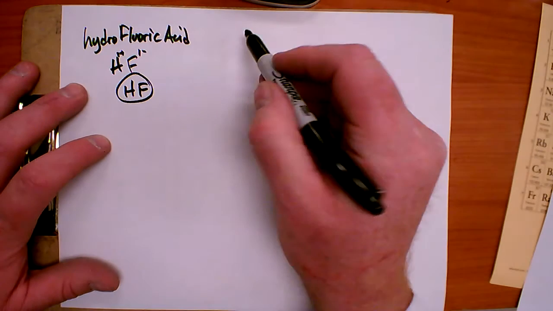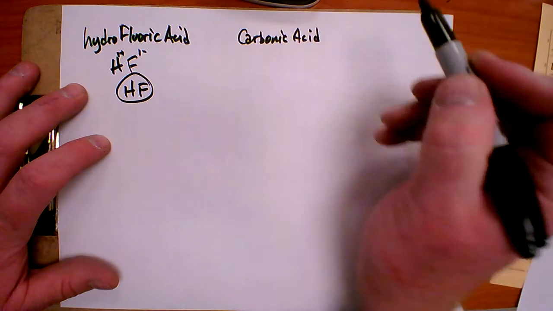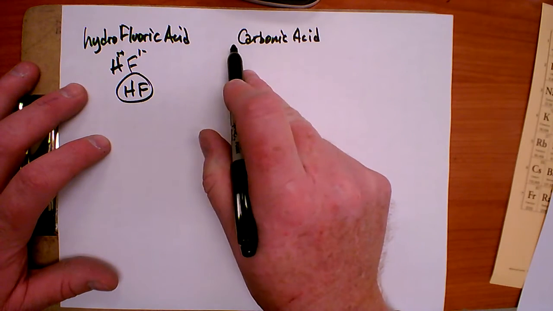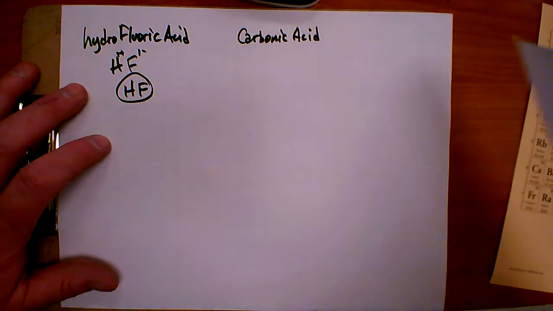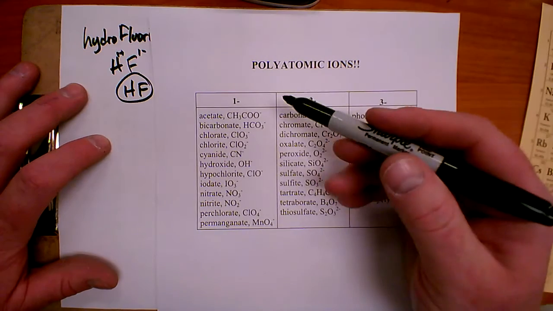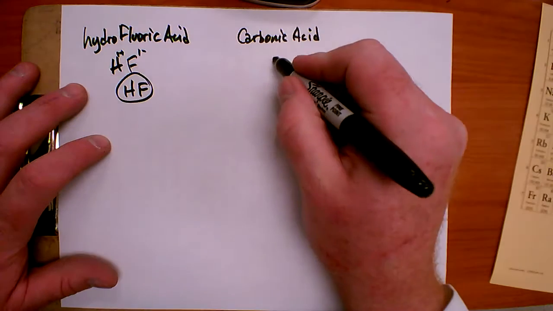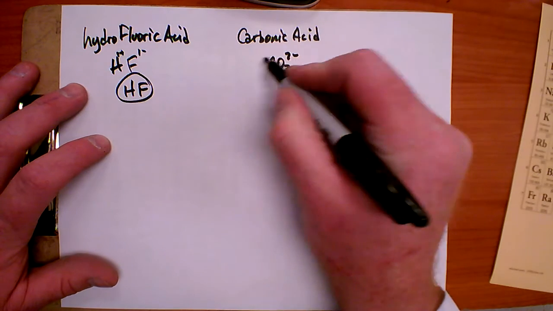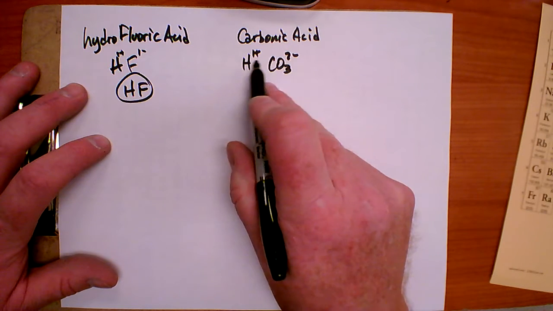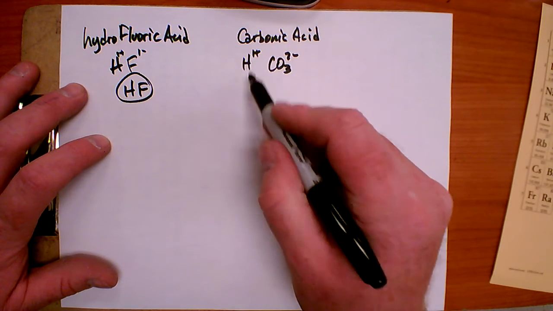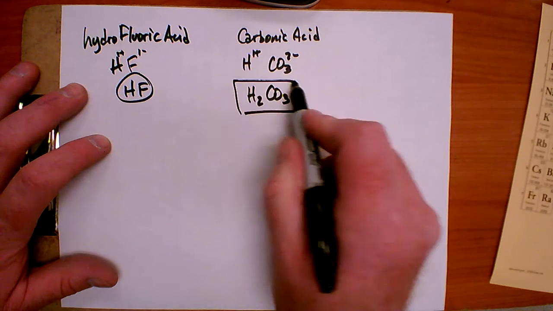Okay, how about this one? Carbonic acid. There's no hydro, so I know this is ternary. Carbonic comes from carbonate, so I've got to find carbonate, and I see carbonate is here. It's CO3 with a 2 minus, so CO3 2 minus, and H is of course a 1 plus. So to charge balance, so that I cancel the charges out, I need 2 H's. So H2CO3, that is carbonic acid.